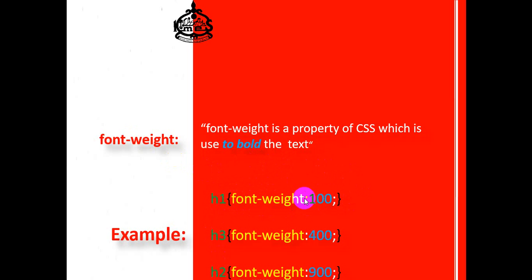So here is 100. From your exam point of view, I just want to tell you that the font weight property supports 9 ranges of boldness or thickness. You can understand that the font weight property in CSS supports 9 different sizes of text boldness or text thickness, and these sizes are categorized in 3 ways.